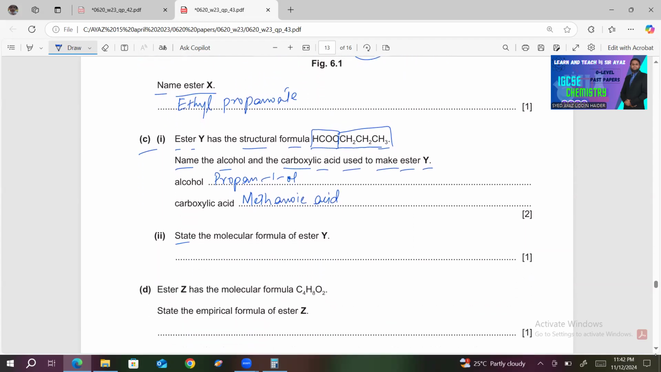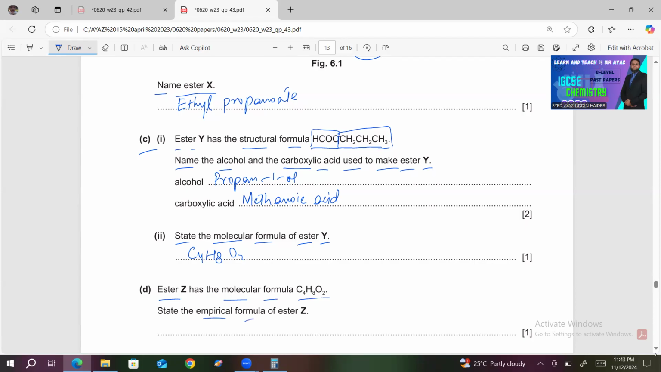Number 2, state the molecular formula of ester Y. So the molecular formula of ester Y, how many carbon atoms? We have 1, 2, 3, 4. C4, hydrogen. 1 plus 2, 3. 3 plus 2, 5. 5 plus 3, 8. H8, oxygen, O2. C4H8O2.